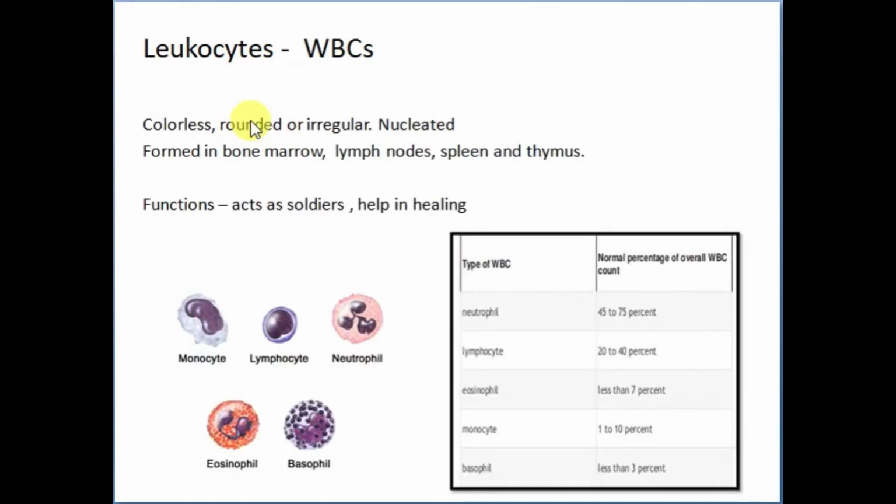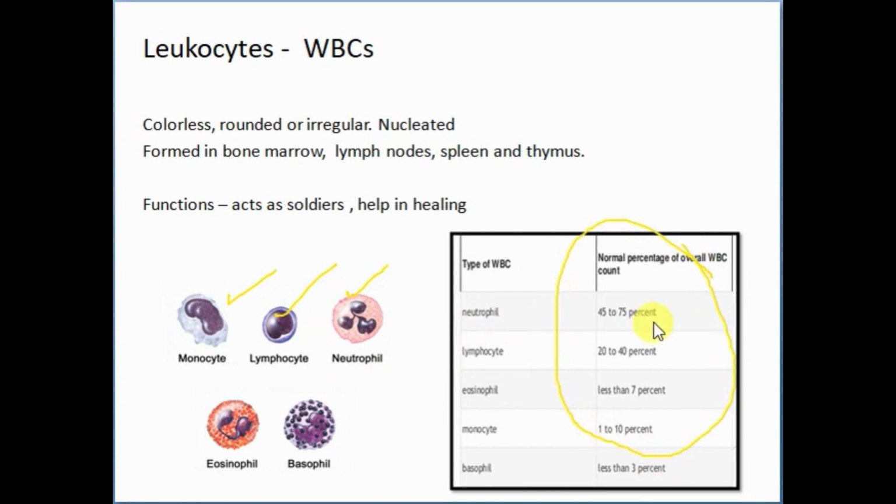Now we have these leukocytes. Leukocytes are colorless, and they are rounded or irregular. They are nucleated. These are also formed in bone marrow, lymph node, spleen, and thymus. The function is they act like soldiers or they help in healing. So these are the types of WBCs, and these are the percentages of WBCs.